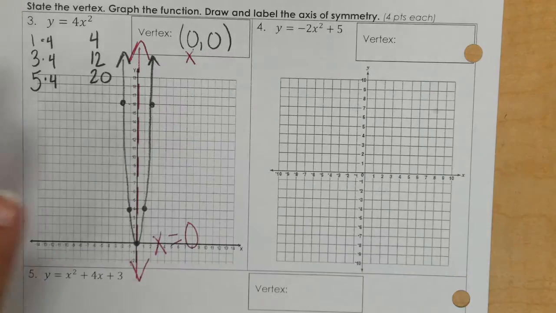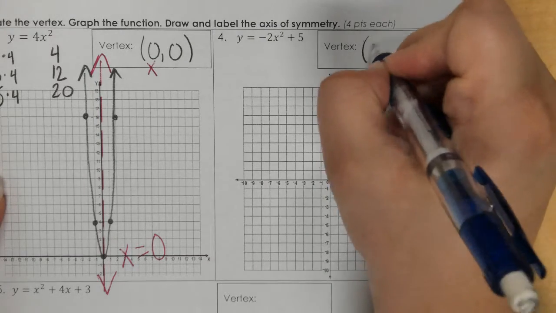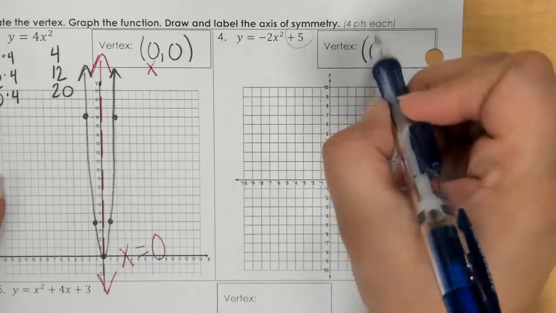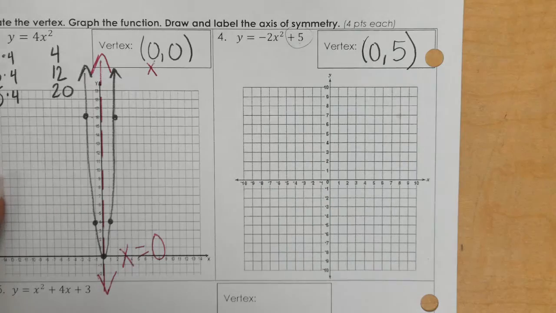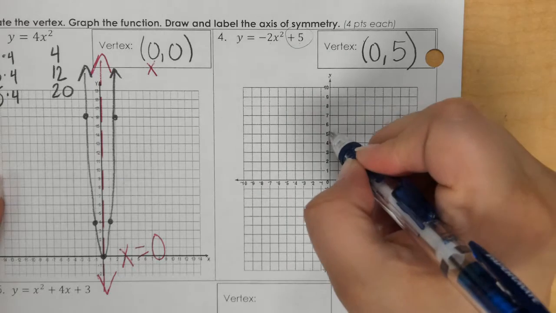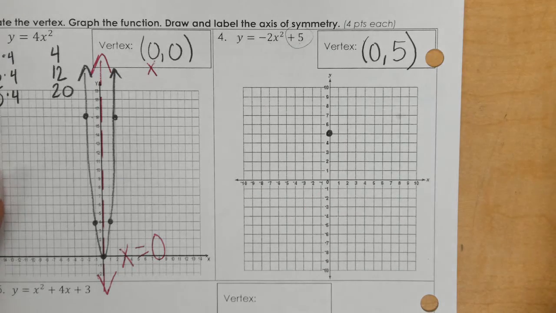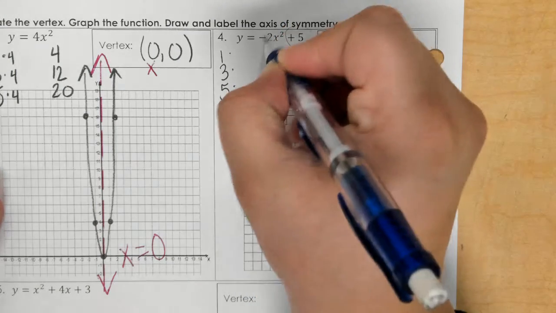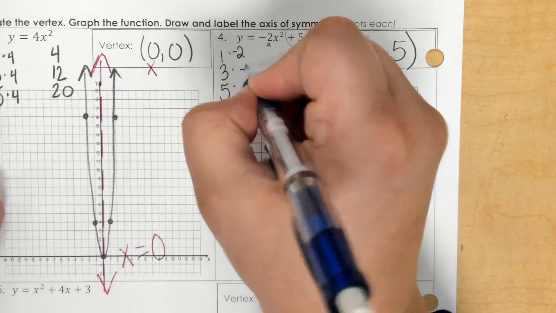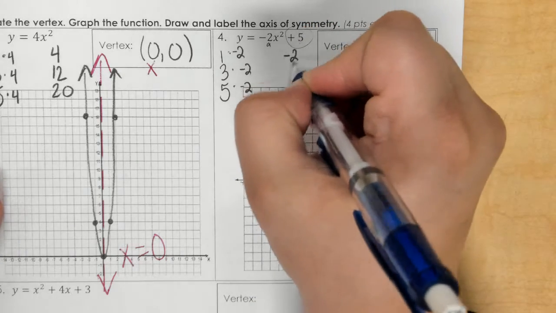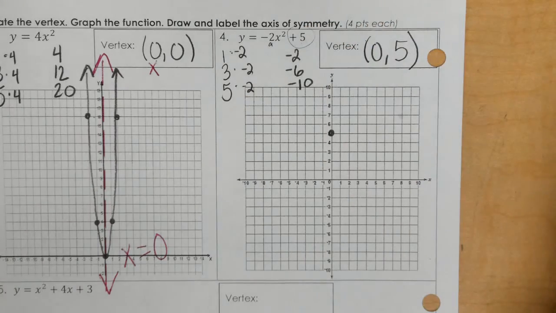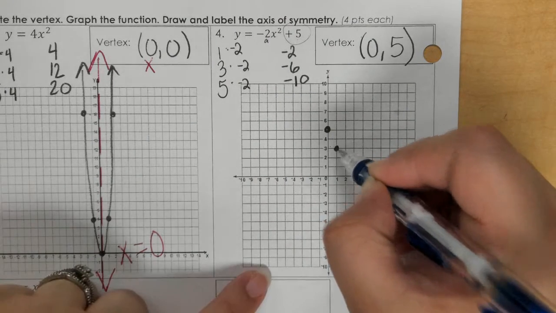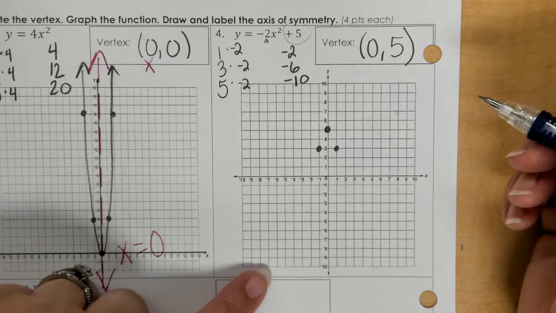Okay. In number 4, my vertex is 0, comma. There are only 2 terms, so it's the last number, 0, 5. So I plot 0, 5. My pattern is 1, 3, 5, and we multiply that by a, which is negative 2. So negative 2, negative 6, negative 10. From that point, we go down 2, right 1, down 2, left 1.